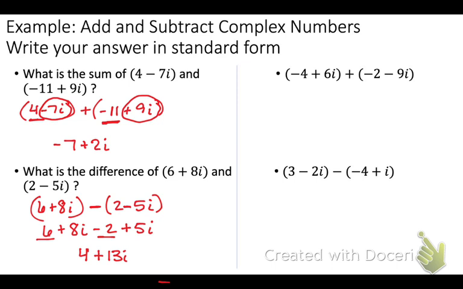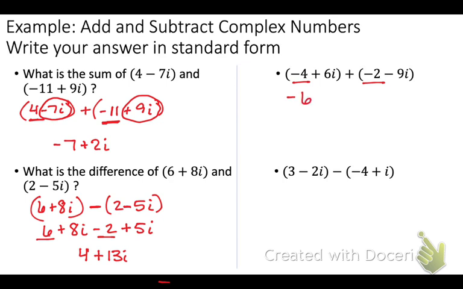Tyson, are you trying them on your own? Have you got them both done? The very first one, negative 4 plus 6i plus negative 2 minus 9i. What are my real parts? What are the two real numbers in that problem? Negative 4 and negative 2. They're real. They don't have an imaginary part. So negative 4 and negative 2 is what? Negative 6.